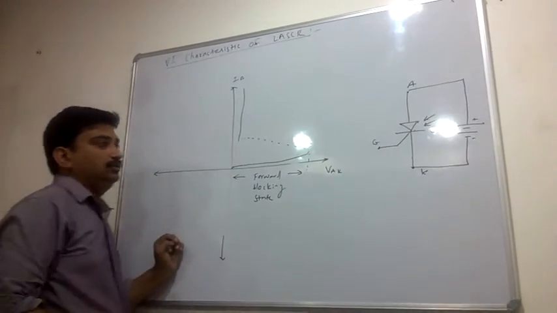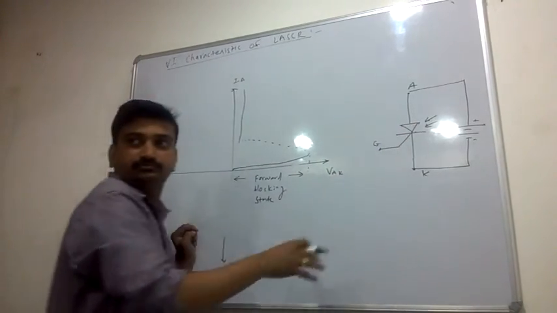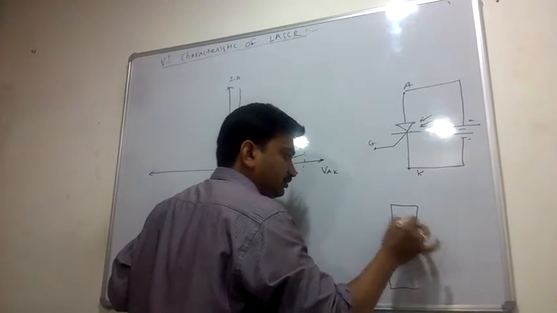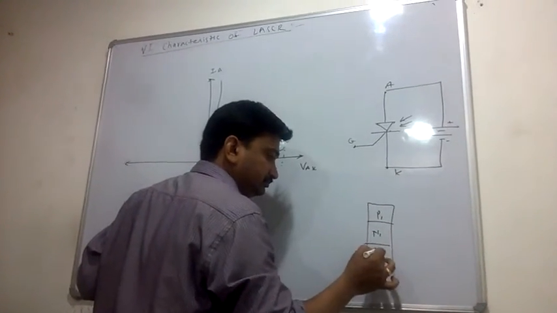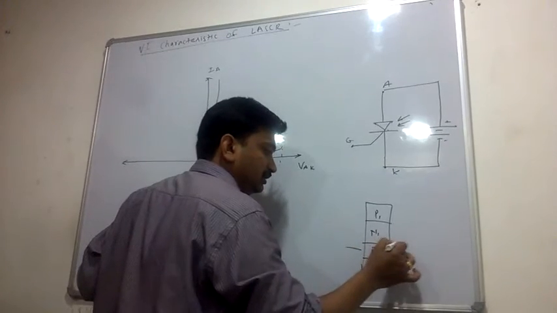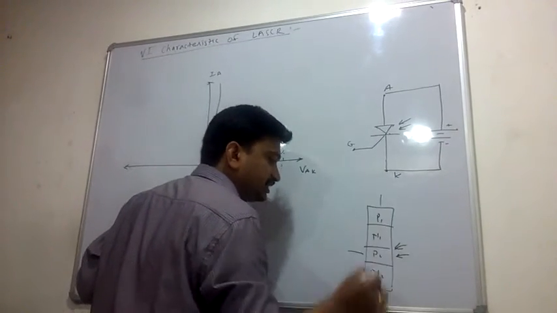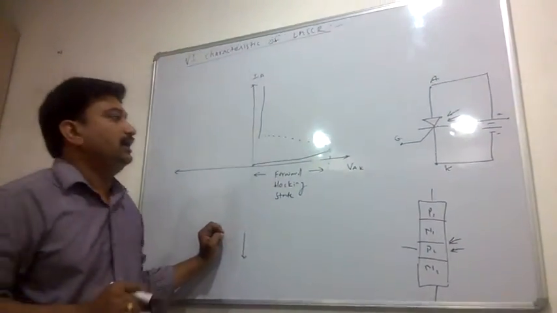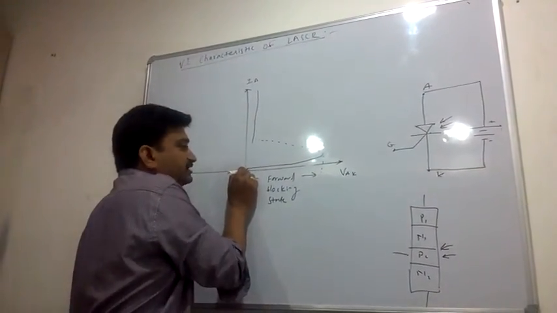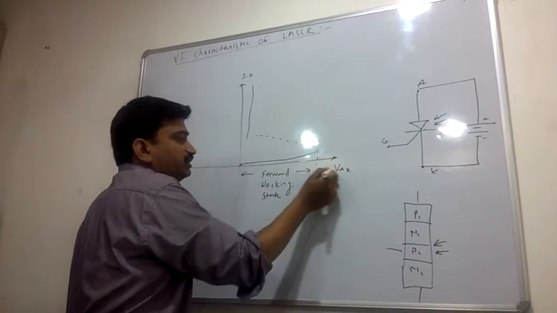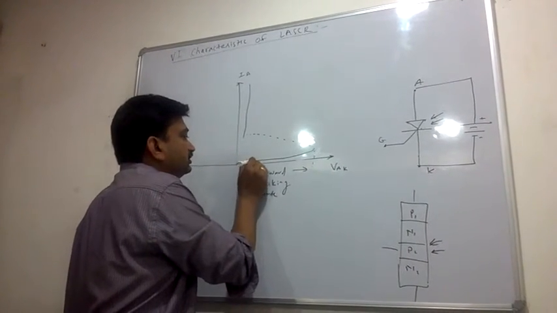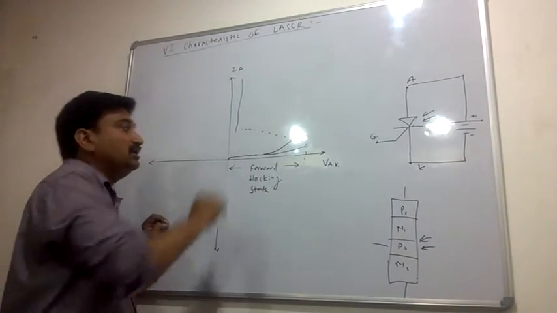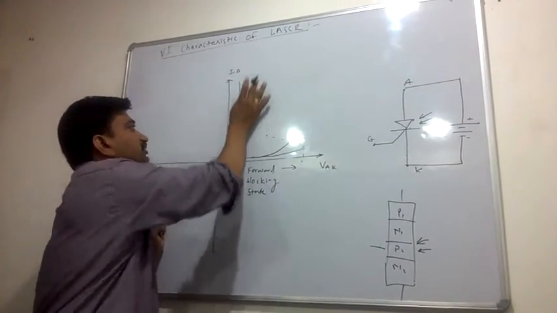Now if I provide some intensity of light, the junction gets forward biased by a small amount, and that's why if I again increase the voltage between anode and cathode, then at a certain lower level it gets turned on. And the same graph we will obtain.